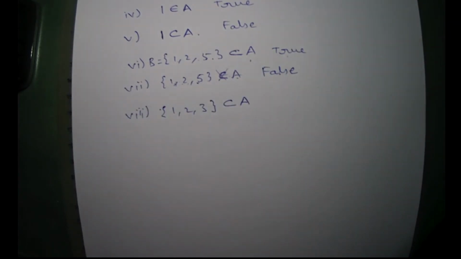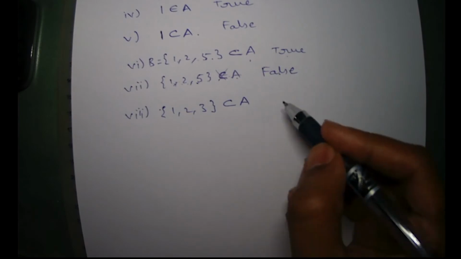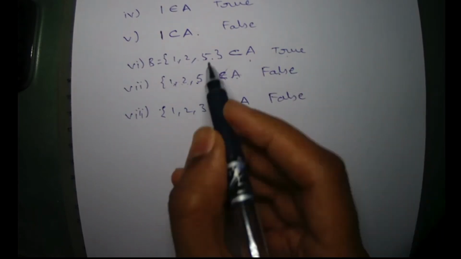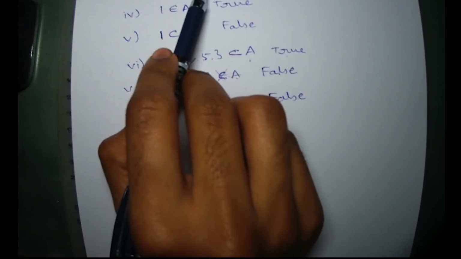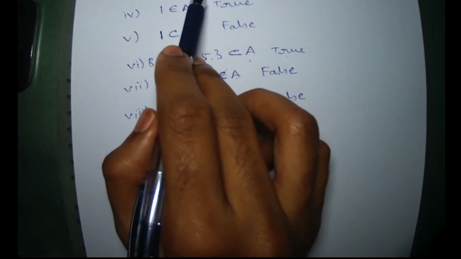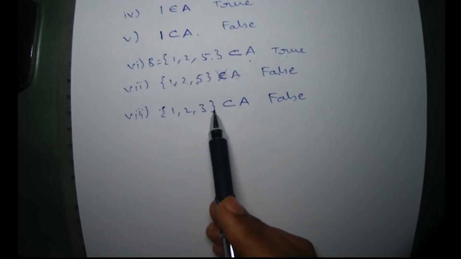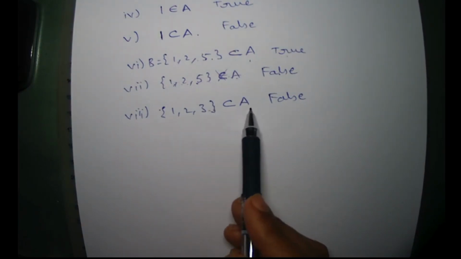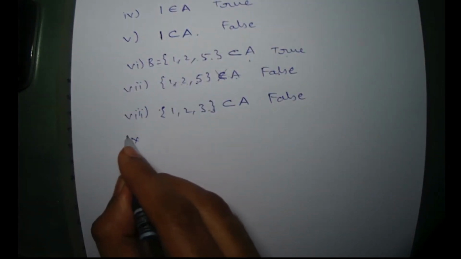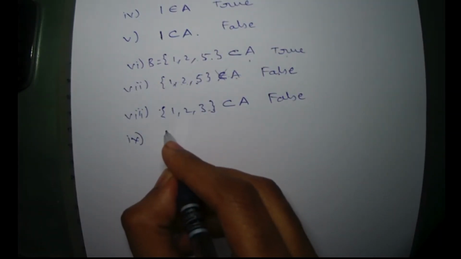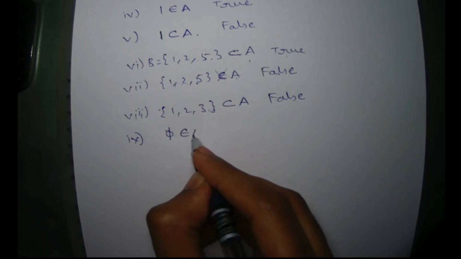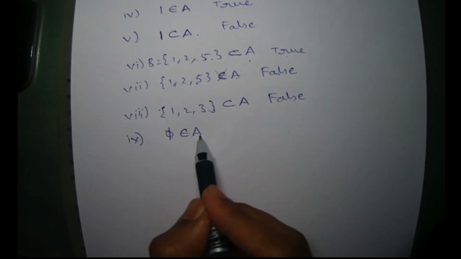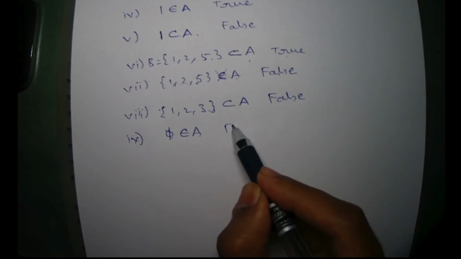The eighth question is {1, 2, 3} is a subset of A. This is a false statement because we see that 3 is within a bracket. In the previous example we saw that whenever a number is inside a bracket, we need two brackets to make it a set, but 3 here is only between one set of brackets. So this statement is false. The ninth statement is the null set belonging to A. Again, like previously told, a set cannot belong to A. So this is again a false statement.